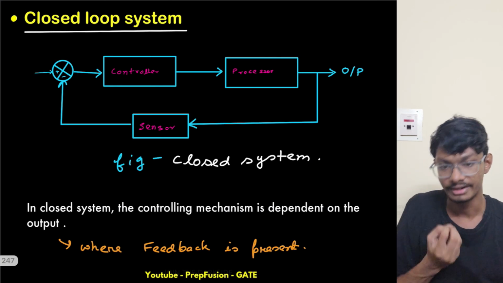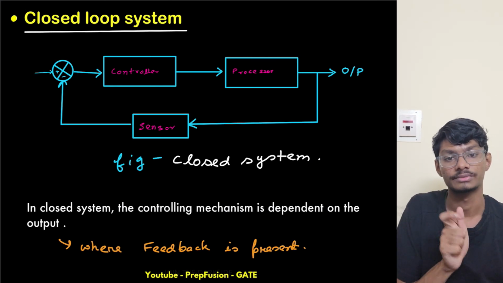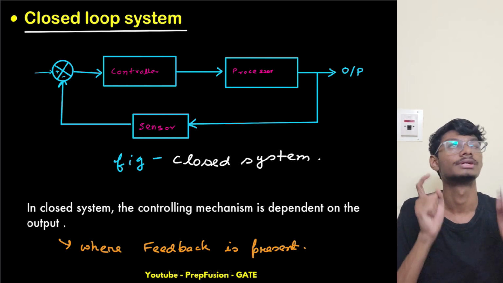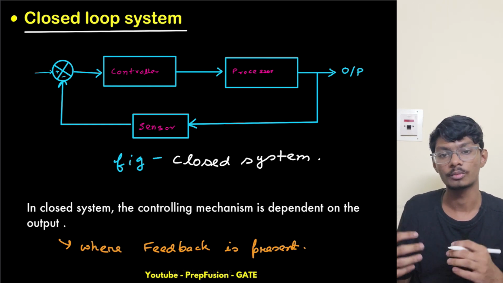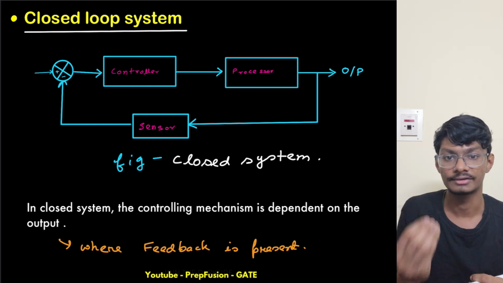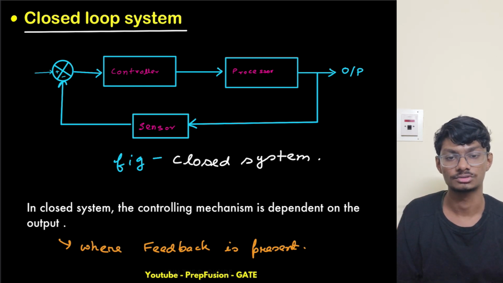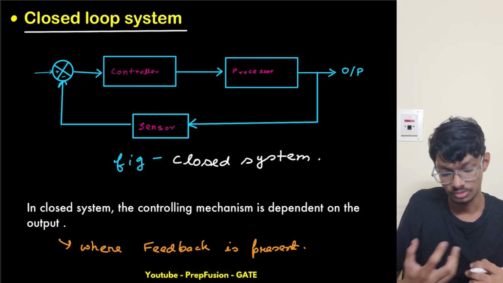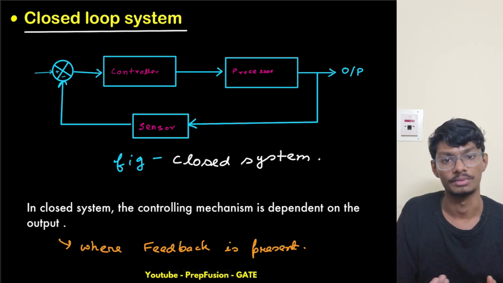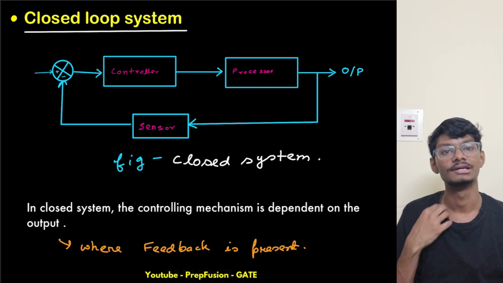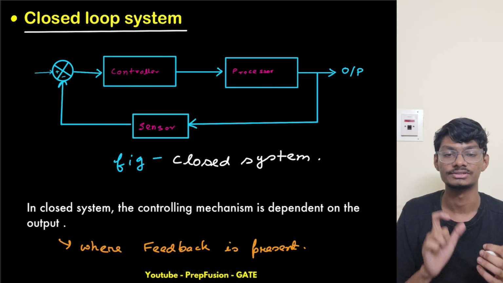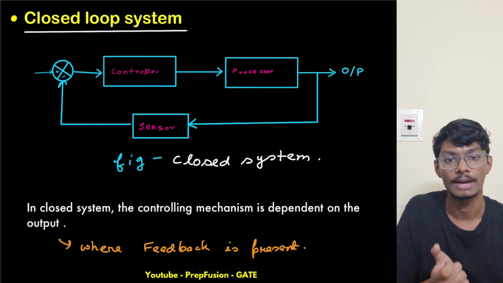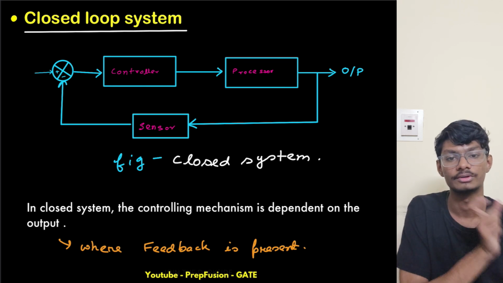So what is the advantage of this closed loop system? These closed loop systems are more robust to uncertainties and disturbances. Let's say some outside disturbance is coming, it will automatically take corrective actions to negate those outside disturbances. But these systems are more costly and complex to design. Obviously if we are getting something, then there will be some trade-offs. Here the output knows what is happening to the input.